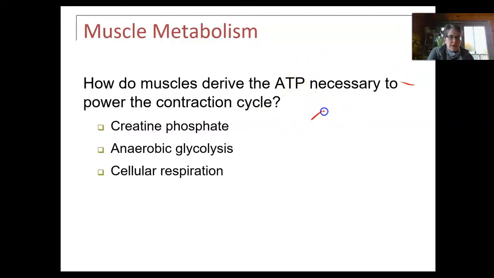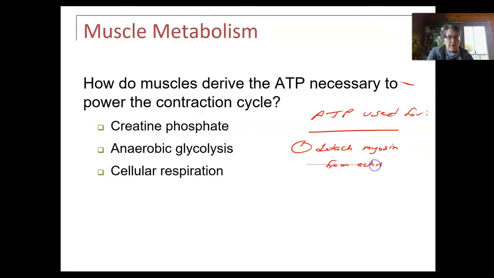So what do I need ATP for? ATP is used for, one, detaching myosin from actin. Okay, maybe you remembered that. Two, recocking the myosin head to be able to cross bridge again.